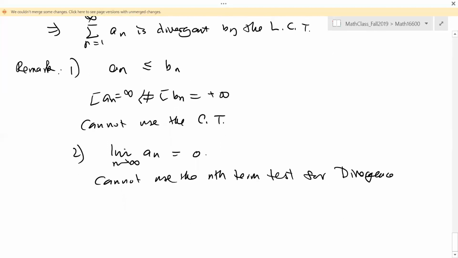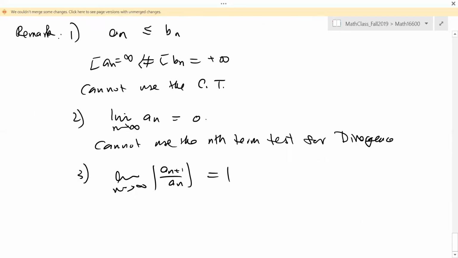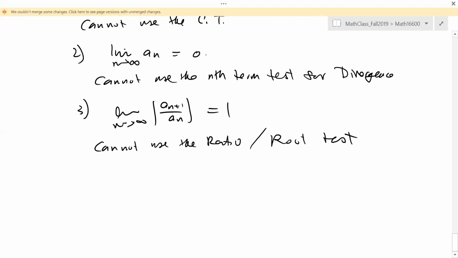And third point, if you want to try the ratio test, the answer is going to be 1. Of course, if you make mistakes, you're not going to win. Then you always conclude that it's convergent. So you cannot use the ratio or root test here. So only the limit comparison test works.